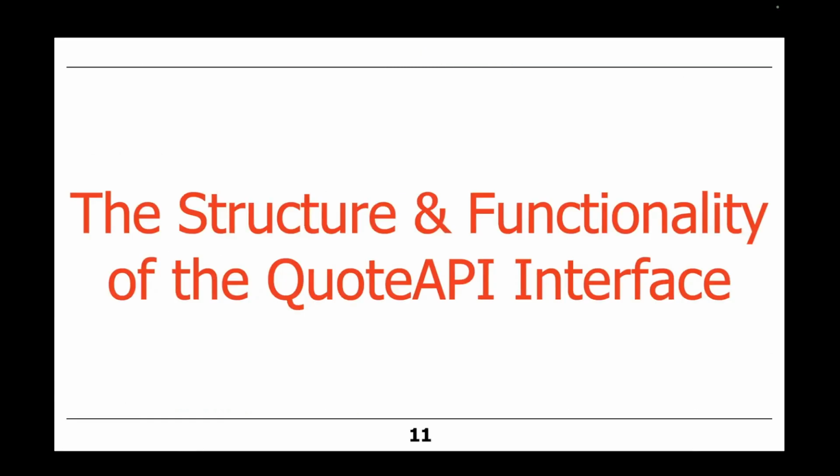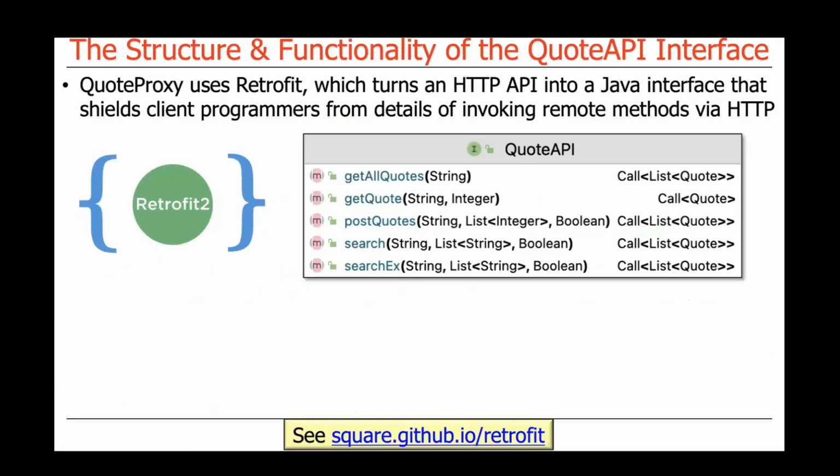Let's talk next about the QuoteAPI interface. And this is quite interesting. So we talked a bit about QuoteProxy. We're going to talk more about that in a minute. But first, I want to talk about how QuoteProxy uses Retrofit, which is a really cool mechanism that turns an HTTP API into a Java interface, thereby shielding clients from the details of invoking remote method invocations via HTTP.